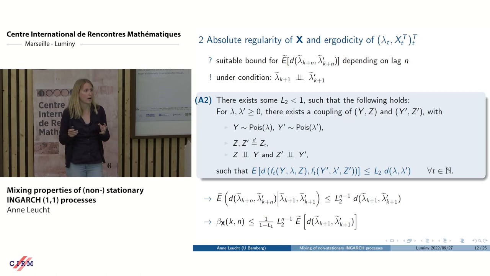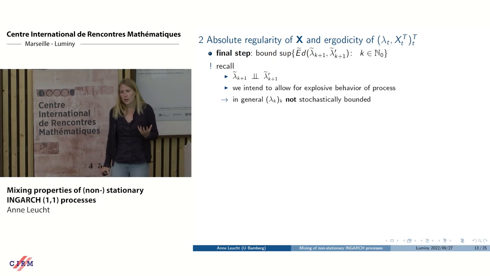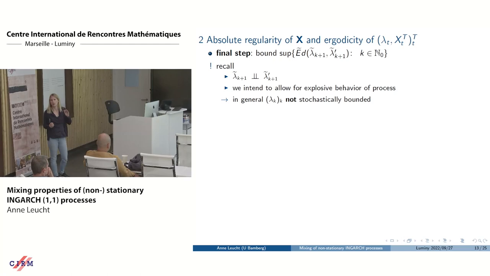And this is the part where these guys are really independent of each other. Now, if you're in the stationary case, then this would be quite easy. You assume that you have a nice distance and some uniform bound of moments of these lambdas, and then you are done. But we also intend to capture this explosive behavior of lambda, so think of an explosive trend. So in general, we do not want to assume lambda k to be stochastically bounded. But still, we have to assume that it is not too wild.